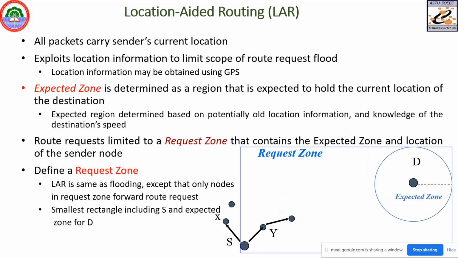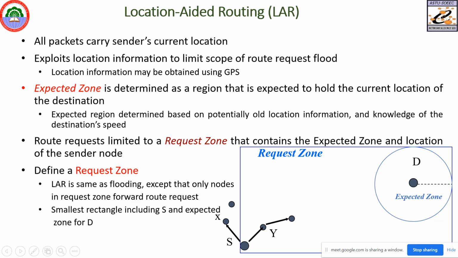In the case of location based routing, we can see there is a request zone and there is an expected zone. Instead of simply broadcasting the request to all the nodes, it will fix some location, and by assuming only, there is no guarantee here, the source node may assume that the destination is in this particular region. That zone is called the expected zone. So this is the request zone and this is the expected zone.